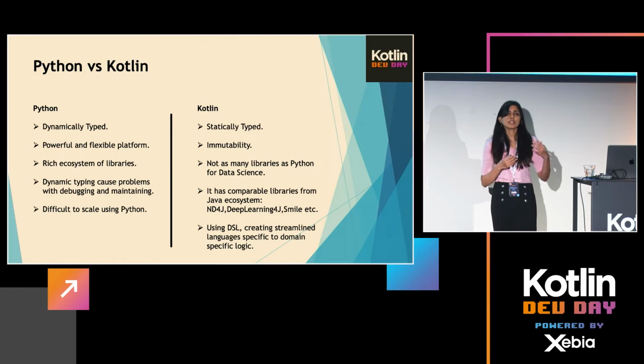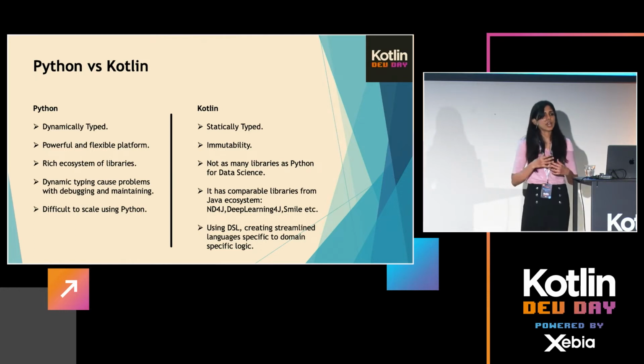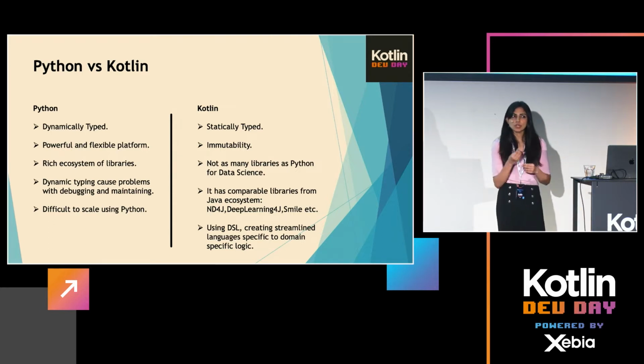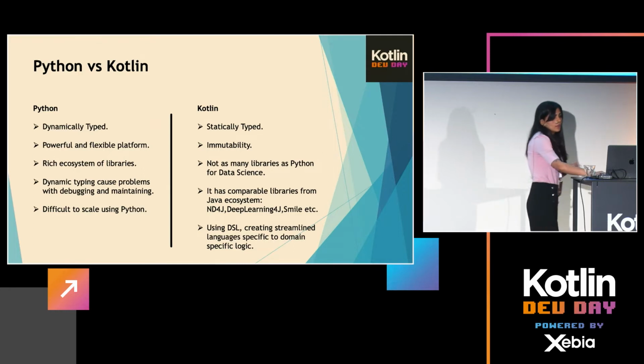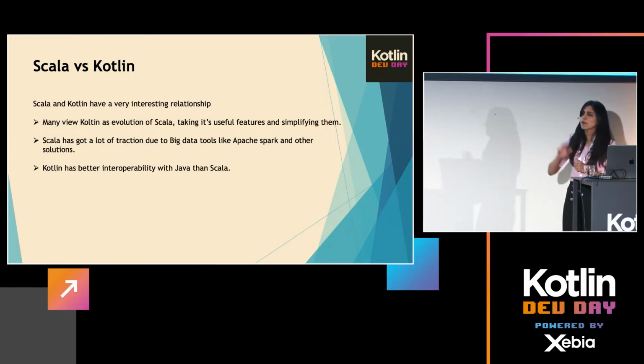As we discussed, it's immutable. We can always use Java libraries for scientific computing. And using Kotlin DSL, we can also create streamlined languages for your domain-specific logic. It means that somebody who is not very technical in your team can also interface or interact with a data science model. Now let's go ahead and talk about how Kotlin differs from Scala.